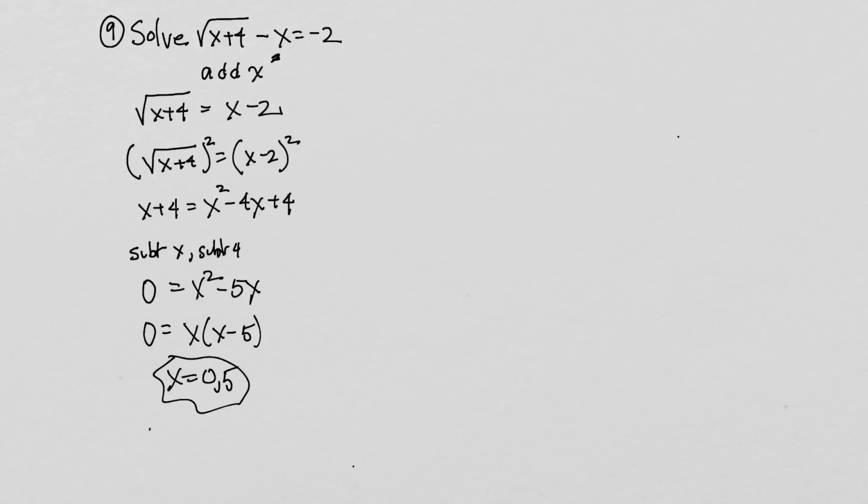Now, these are just potential solutions, because we know when we square both sides, or raise both sides of an equation to an even power, we can introduce what are called extraneous solutions. Those are solutions that solve the quadratic, but not the original equation. So we absolutely have to check. So we need to, for sure, check these.